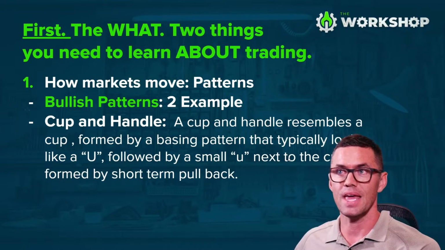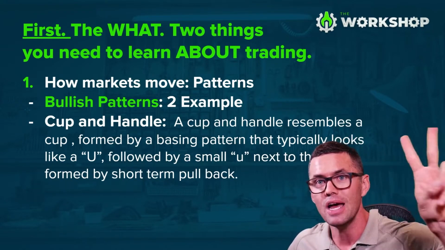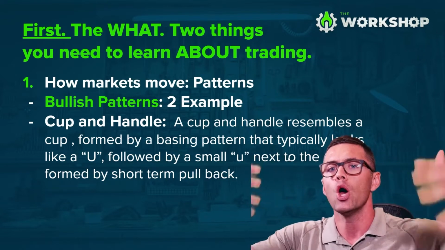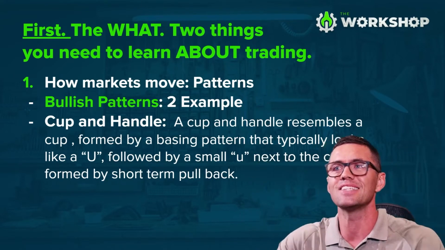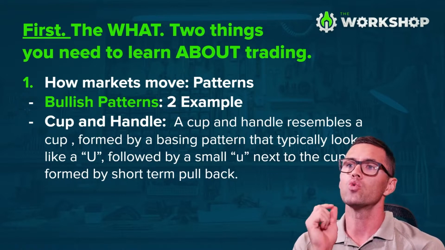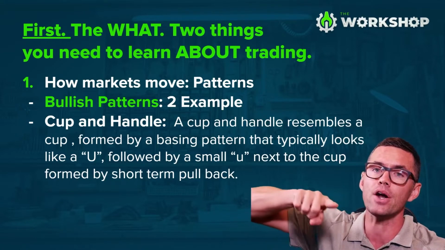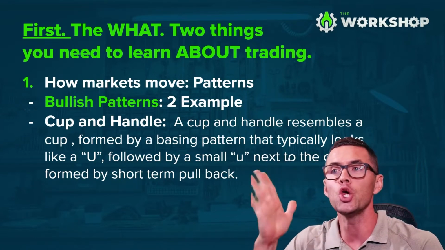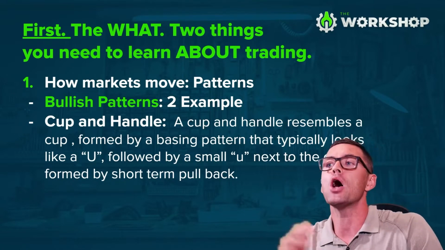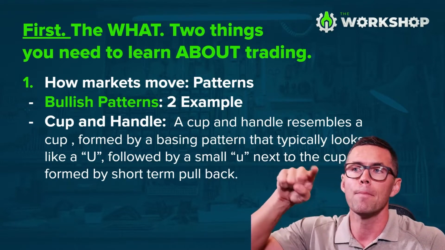Second is a cup and handle. Now there are a lot of bullish patterns out there. I'm just covering two tonight just to whet your appetite and help you understand these things exist in the real world. A cup and handle resembles a cup formed by a basing pattern that typically looks like a U, followed by a smaller U next to the cup, formed by a short-term pullback.